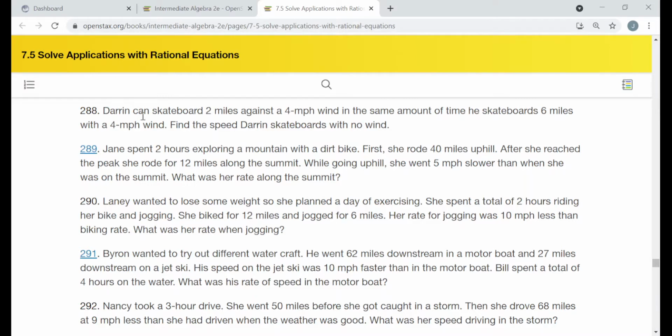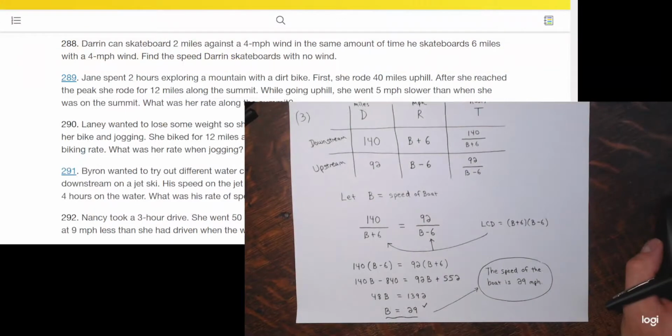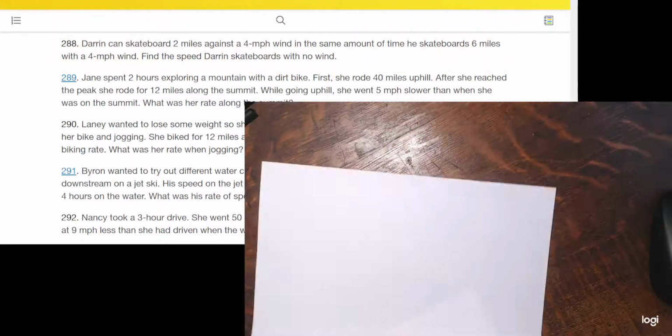Darren can skateboard 2 miles against a 4 mile per hour wind in the same amount of time he skateboards 6 miles with a 4 mile per hour wind. And find the speed Darren skateboards with no wind. Right, so the speed of Darren's skateboarding without wind. So this is once again, I'll pull this up. Leave the question up. Number 288 on top there.